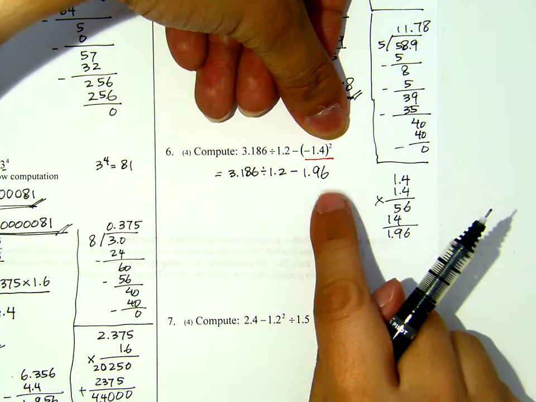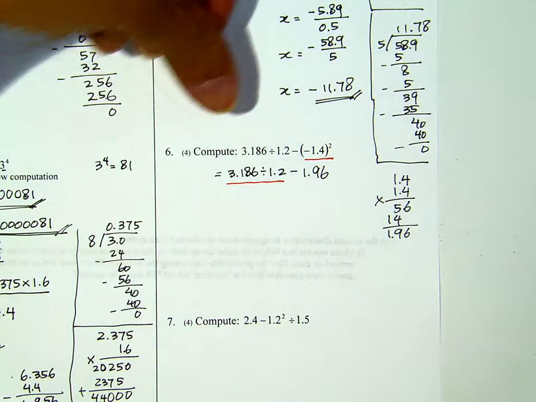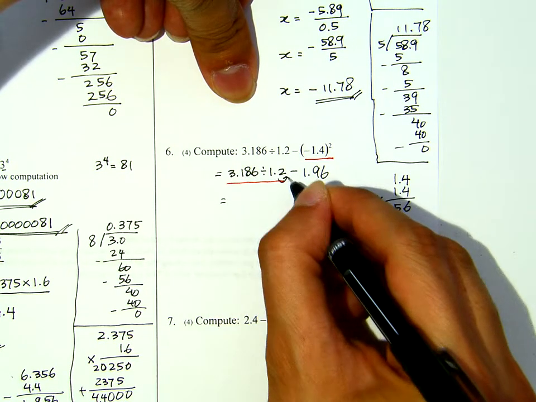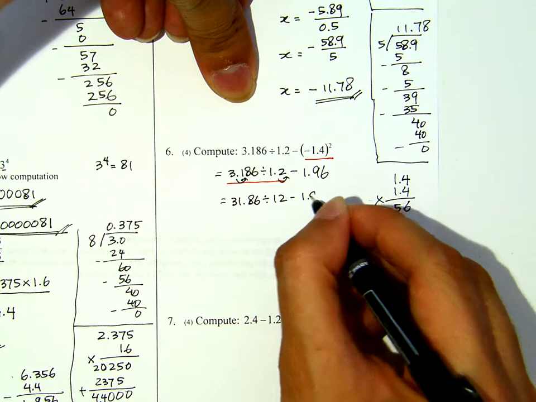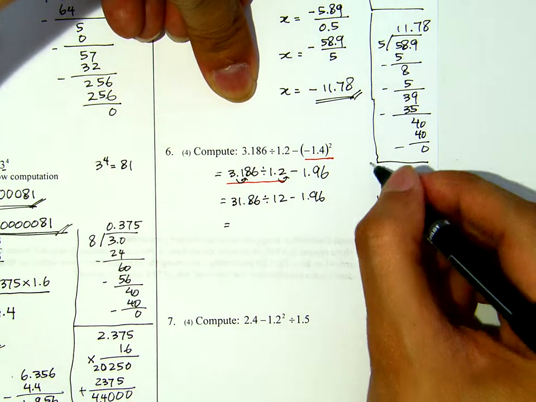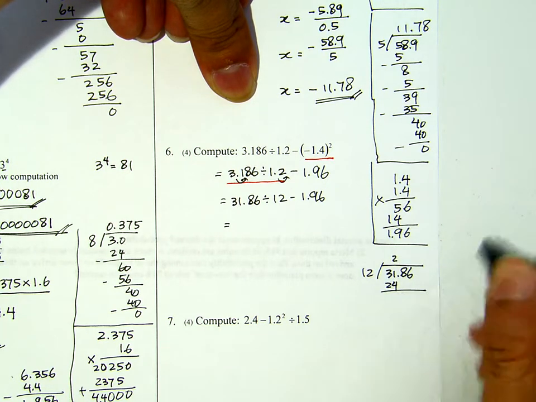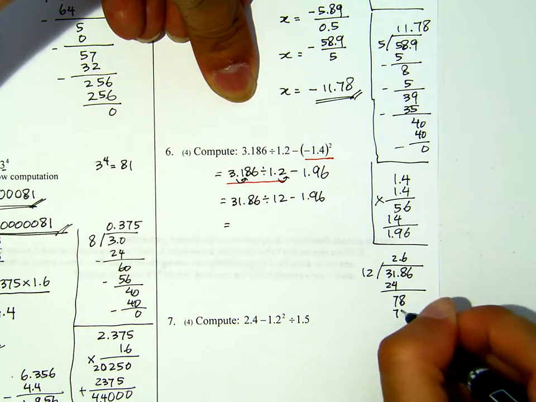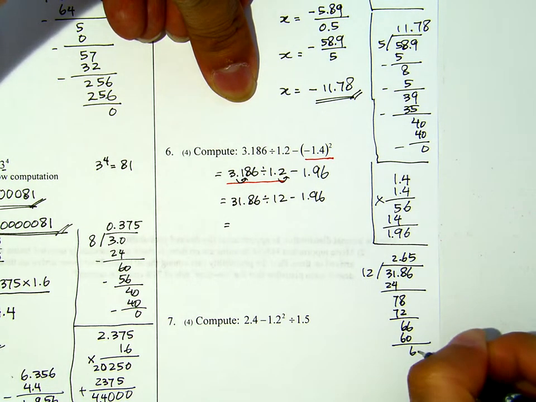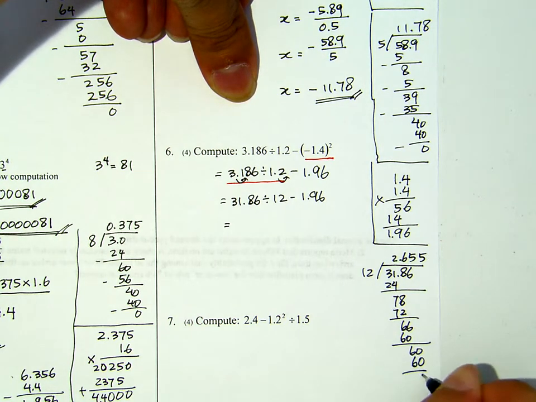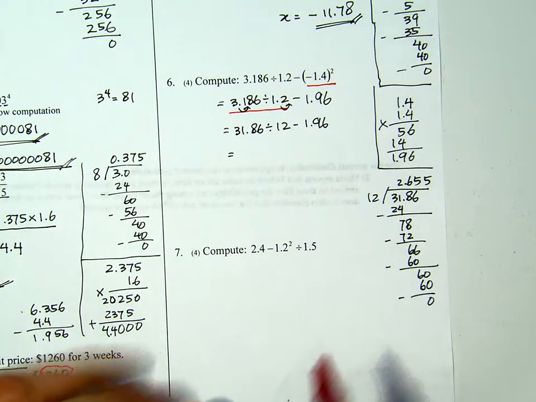Now after I'm done with the exponent, I see that I will do the division. To divide by a decimal, I need to move the decimal point first to make the divisor a whole number, and rewrite it: 31.86 divided by 12 minus 1.96. 31.86 divided by 12, let me do it here. That's 2 for 24. When I subtract, I get 78. That's 6 for 72. And I subtract, that's 66. That's 5 for 60. And drop another 0 there, I get another 5 for 60. So this thing here will be 2.655.